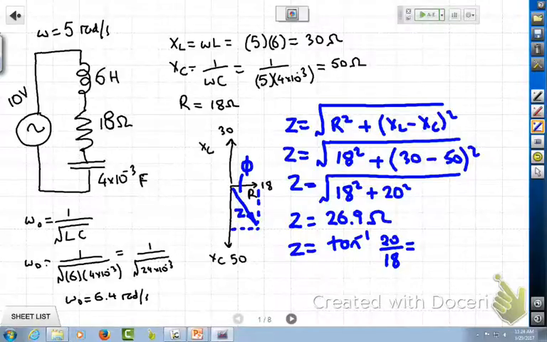That's 20. This is 18. So what is that in? 0.84. Is that in radians? Yes, and you can work in degrees if you want. Can you just do it in degrees for me? 48. Sorry, 28? 48. 48, yeah.